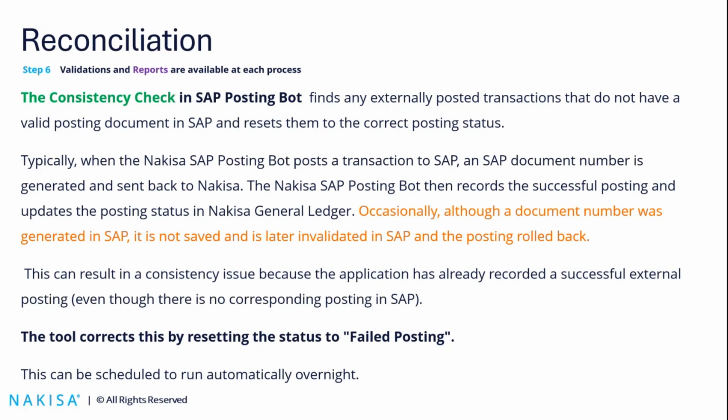So these two checks are highly suggested to ensure that we are balancing. Before we run our reconciliation, we can run these reports to make sure our balances are matching from Nakisa to your ERP, SAP. Any questions on this?